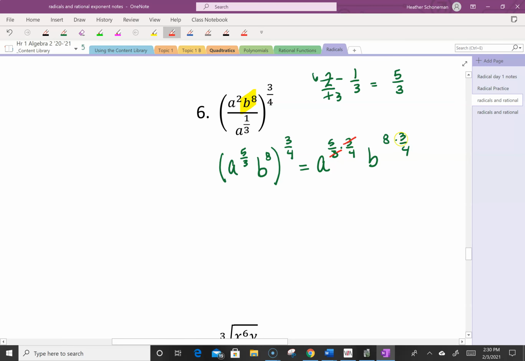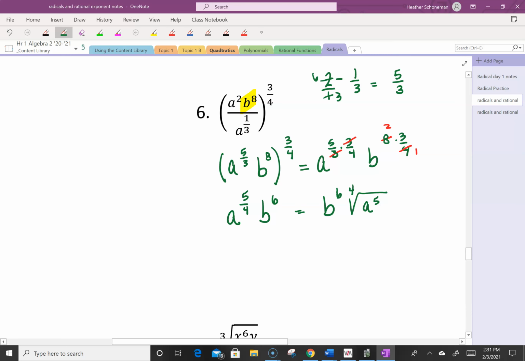Before I multiply, I want to reduce. The 4 and the 8 don't cancel, but they do reduce. So on this, I get a to the 5/4 and b to the 6th. Anytime I have a fractional exponent, I need to rewrite it as a radical. And if I'm going to have radicals, I want the non-radicals first and then the radicals. So b to the 6th, not a fraction. Don't need to rewrite it. But this, I do need to rewrite. This is the 4th root of a to the 5th.